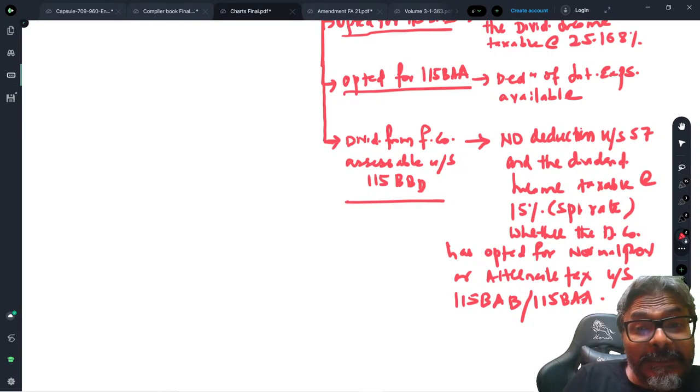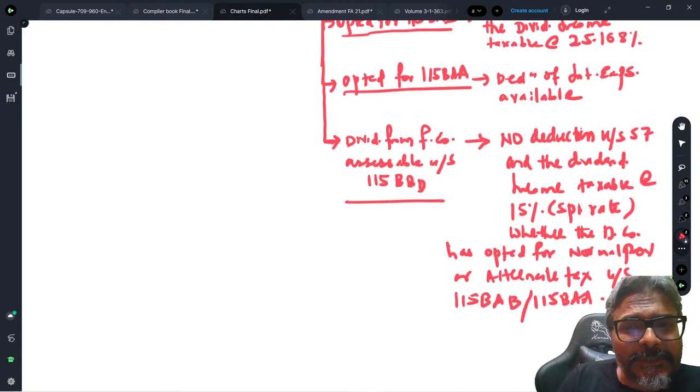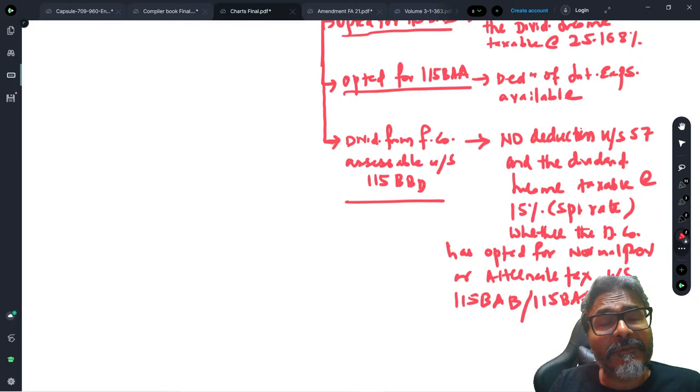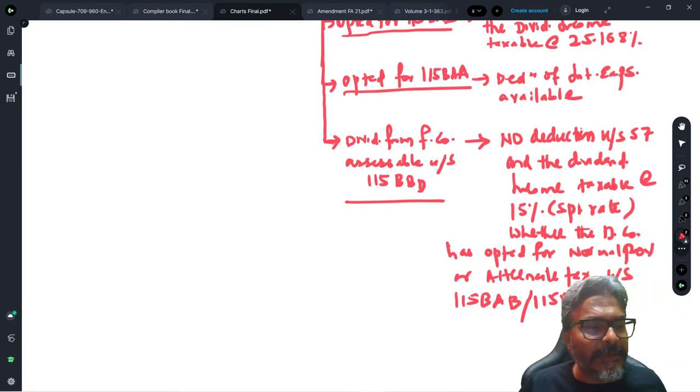So if the domestic company is receiving dividend from a foreign company, which dividend is assessable under 115BBD, then what is the answer, students? In this context, we say no deduction under section 57 would be available, and the dividend income would be taxable at 15%, which is a special rate, whether the domestic company has opted for the normal provision or the alternate tax under 115BAB or 115BAA.